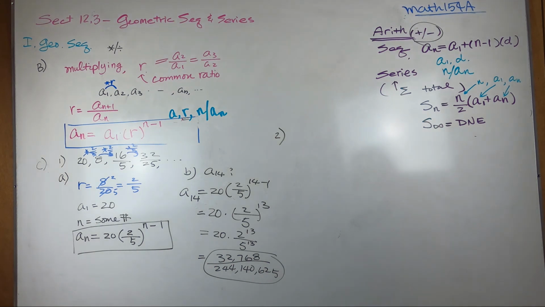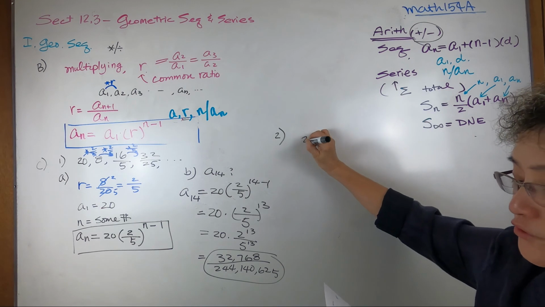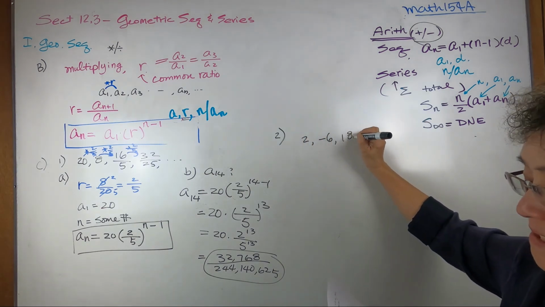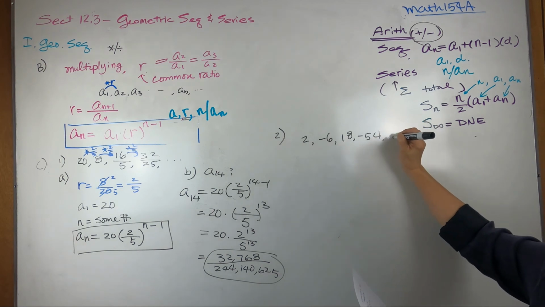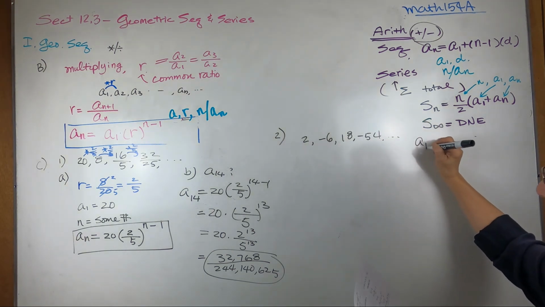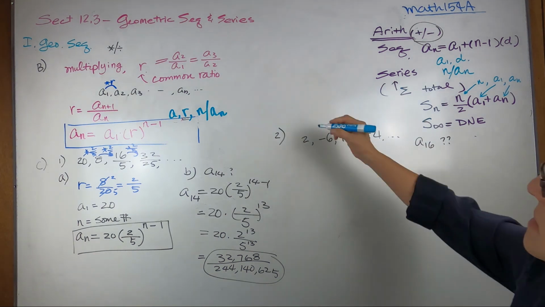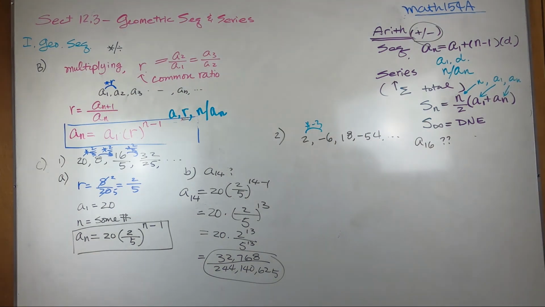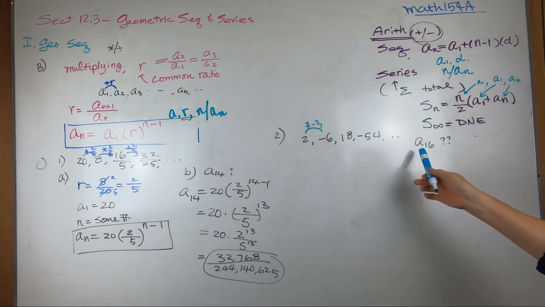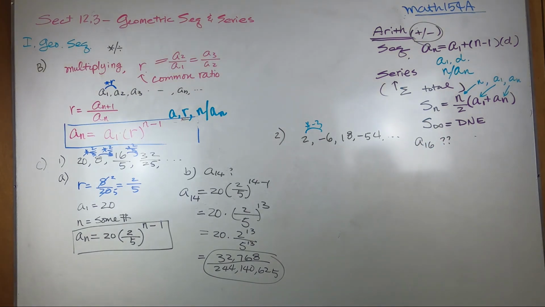Let's look at the next example. If we have 2, -6, 18, -54, okay, we want you to find S16. Okay, so do we have a geometric sequence? Yes, times by -3, right? Of course, you can use the calculator 15 times to get a number. That's not the idea. That would take forever.